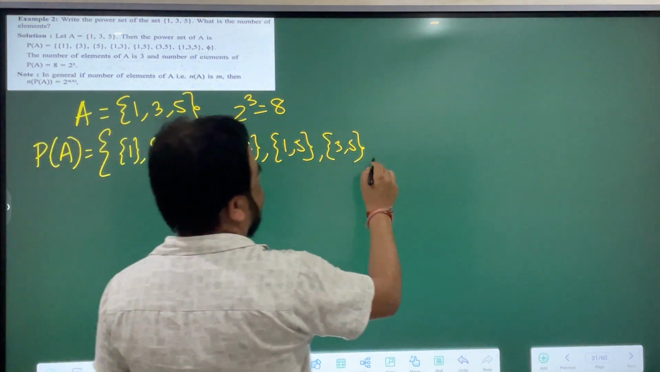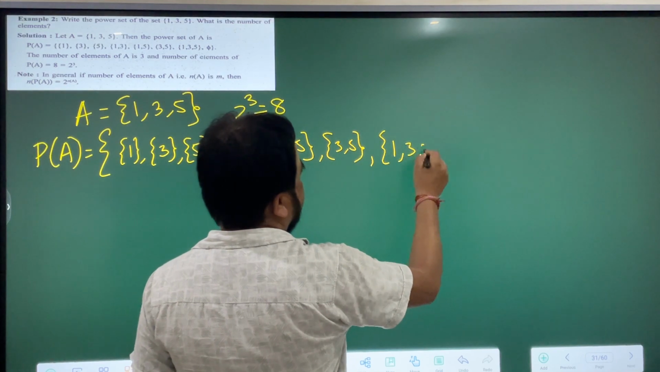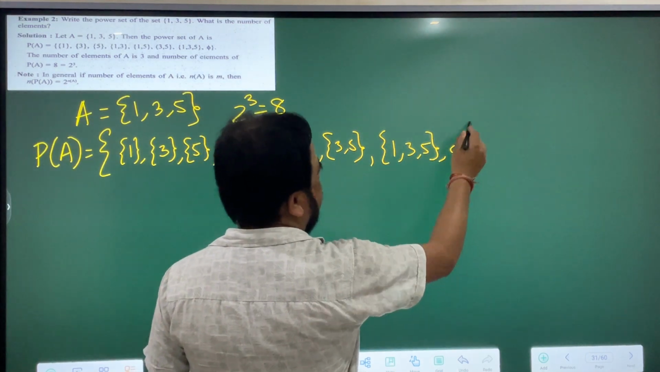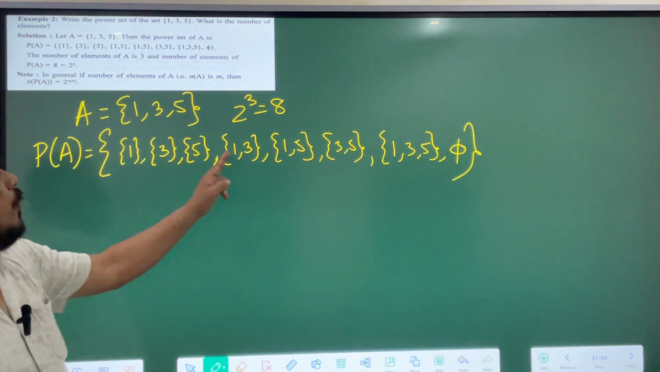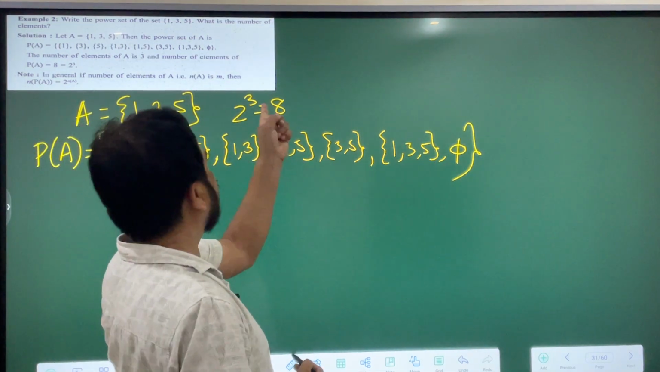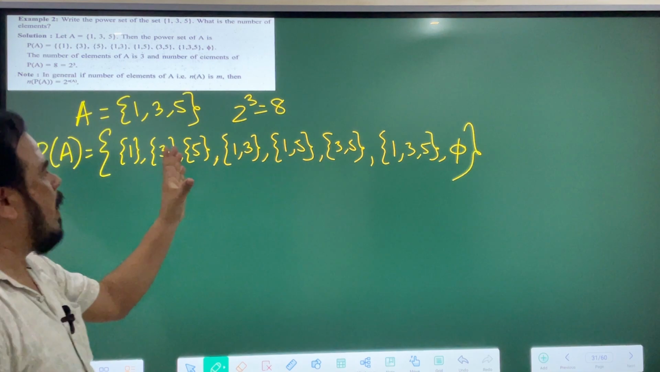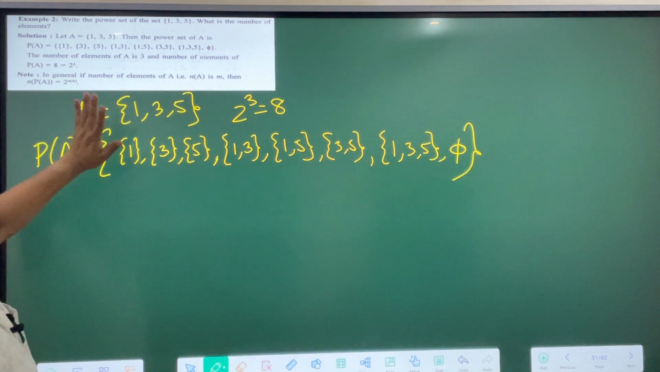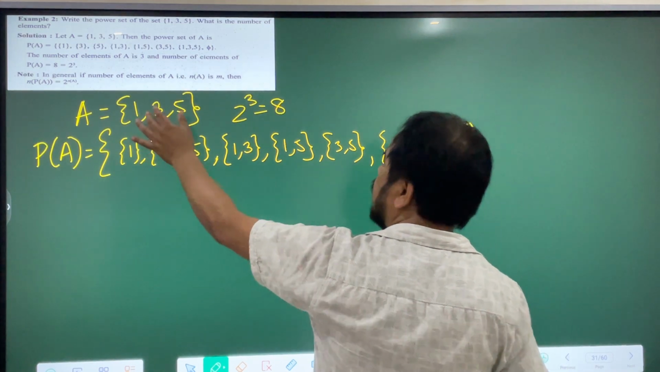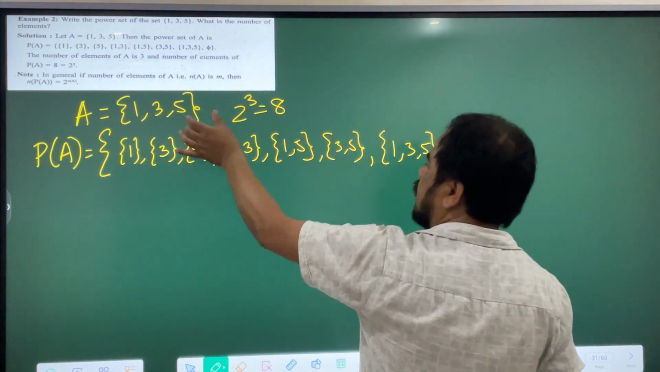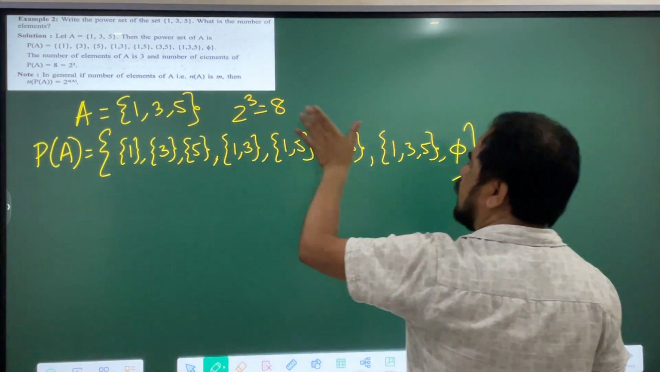Then triple. Then 5. Closed. 1, 2, 3, 4, 5, 6, 7, 8. So 8 subsets we have got. Power set is written. So this is finished. This is very simple. Once you understand how to write one single first, double for next, then third.